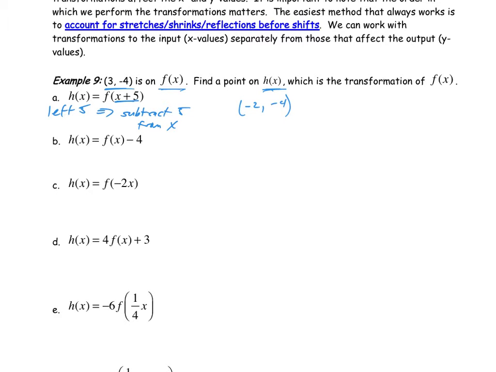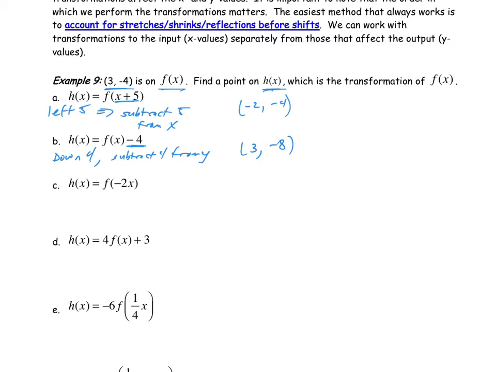And the next one, in letter B, we have f of x minus 4. Here note the minus 4 is outside the function. Transformations or things outside the function affect y. So f of x minus 4 is a transformation that is shifting down 4, which means numerically we subtract 4 from y. So our point 3, negative 4 now becomes, nothing happens to x, 3, and then we have negative 4 minus 4, which will be negative 8.